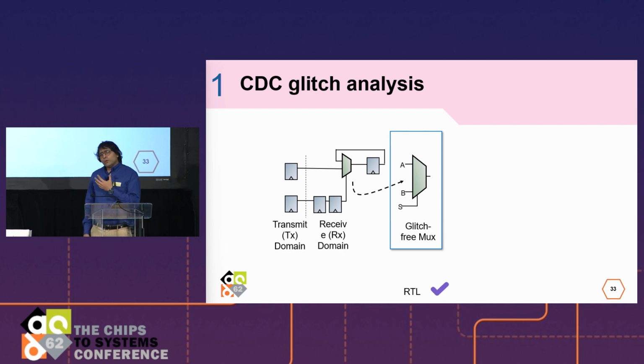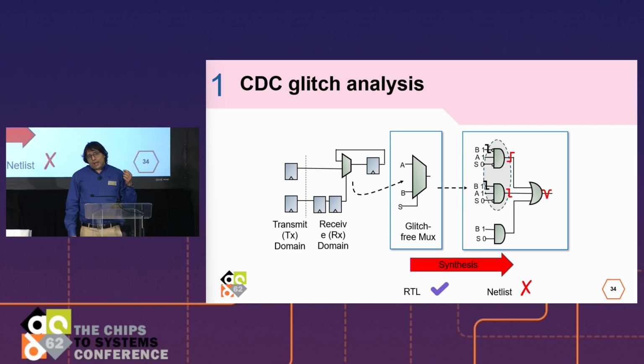Now, look at this example. At RTL level, output follows the input, so the mux is behaving correctly. While at netlist level, the synthesis or optimization tool can modify the mux to AND or OR gates, and this functionality issue can cause glitch problems, which is catastrophic.